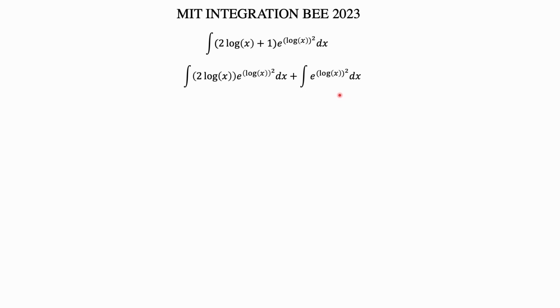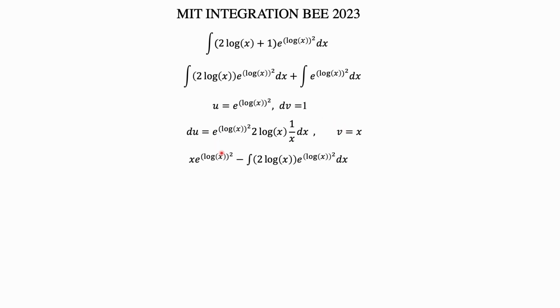When I do that, I choose u to differentiate as e to the power log x whole square and dv as 1. You differentiate, you get this horrible looking differential, and you integrate dv, you get v. Now you multiply u and v, which is x times e to the power log x whole square, and you multiply v times du, and integrating this, you get the negative of this whole function. Now you see this and this cancel out, and the only thing left is this, x times e to the power log x whole square.